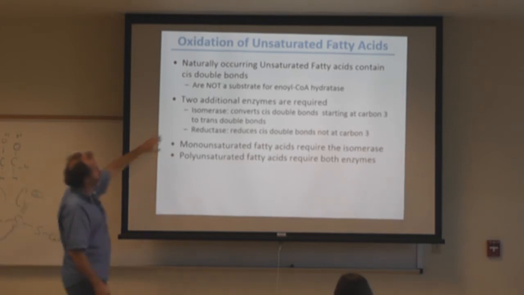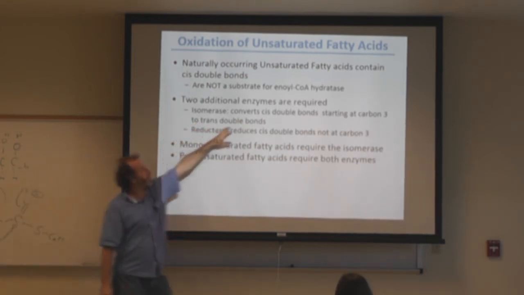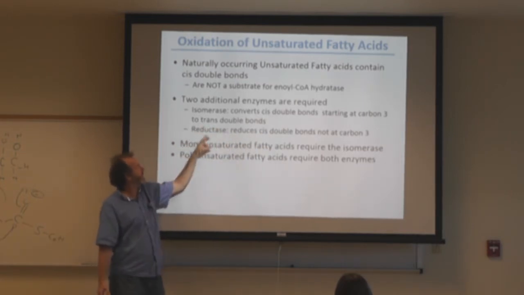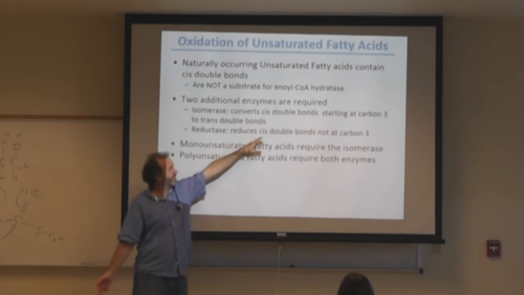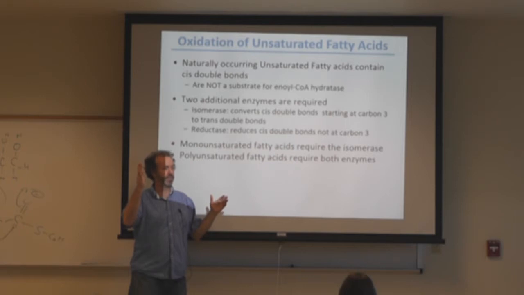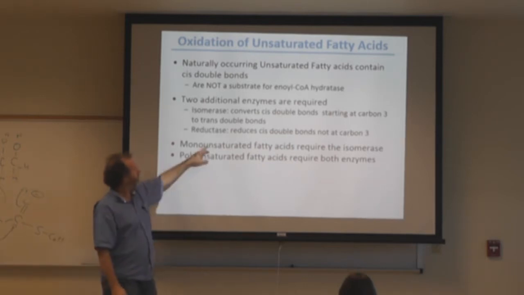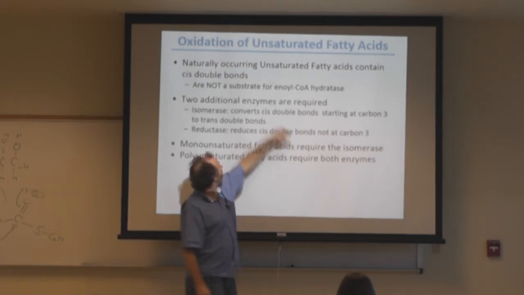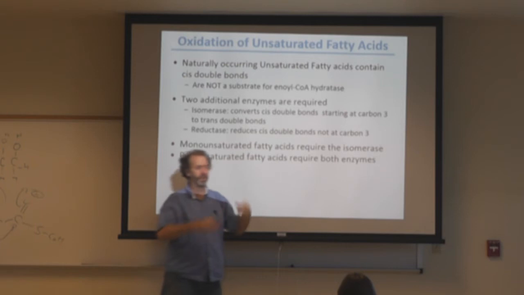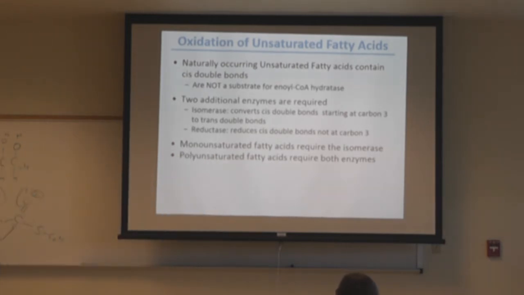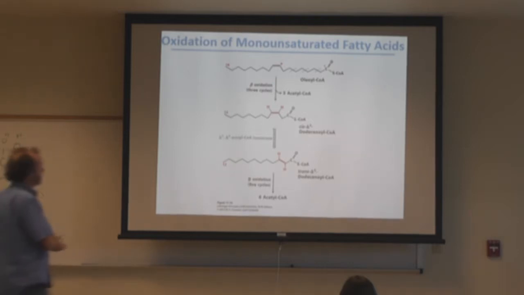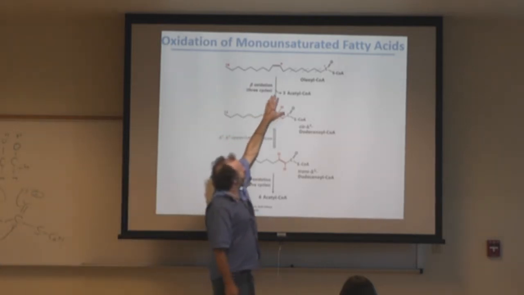2 additional enzymes are required. Isomerase, which basically converts the cis double bond starting at carbon 3 to a trans double bond. Or reductase, which reduces the cis double bond that's not at carbon 3 to saturate it, gets rid of that. Okay? Monounsaturated fatty acids only require the isomerase. Polyunsaturated fatty acids are going to require both. And we'll see in a second how that works. So for monounsaturated fatty acid, here you have a double bond on carbon 9.